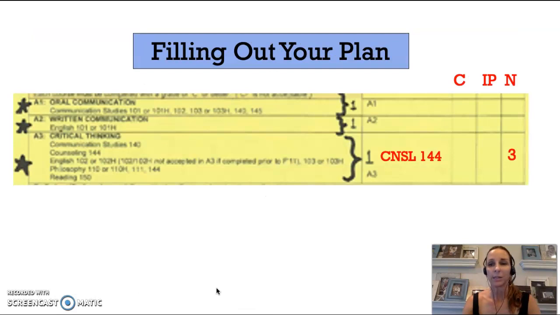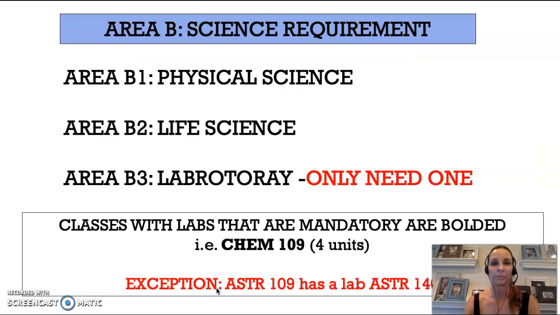Filling out your plan, this is what it looks like. I teach Counseling 144. It's a 3-unit class. Then you have Area B, which is all your science requirements. So you need 1 physical science, 1 life science, and only 1 lab. They both don't have to have a lab, so that's super important to know. And you can find out which classes have labs because they're bolded on your plan. So Chem 109 would be an example of a class that the lab is included in the class. There is one exception, it's astronomy. Astronomy 109 does have a lab, but it's called Astronomy 140.